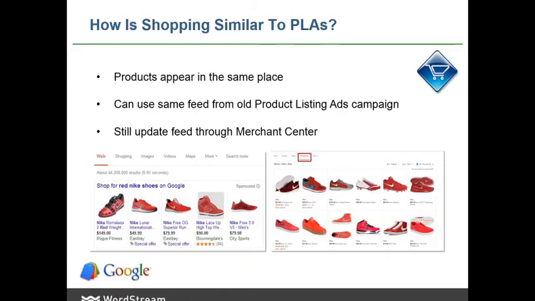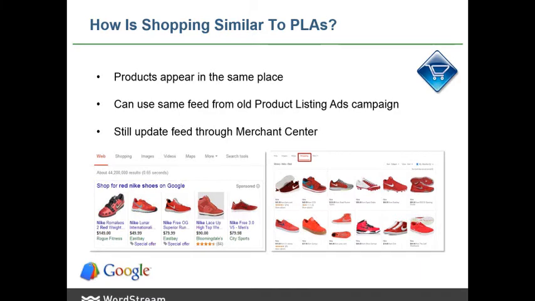So first off, how is shopping similar to PLAs? Products appear in the same place as before, both in the shopping tab, illustrated in the bottom right, and in the actual search network, illustrated in the bottom left. They use the same feed as the old product listing ads campaign, so you don't have to rewrite or remake your feed, which is huge, saves a lot of time, and I think Google really took that part to heart when they were trying to set up shopping. They didn't want people to write new feeds or create a new format. And you still update your feed through Merchant Center. So although shopping has internalized a lot of things that you previously had to do in your feed, you still have to use Merchant Center to upload that feed.